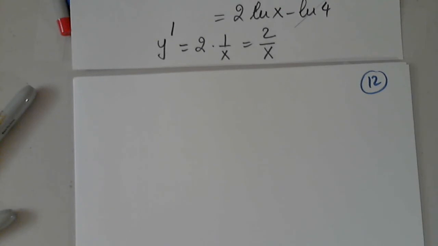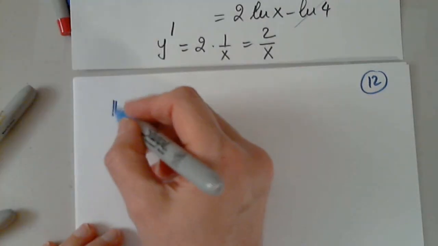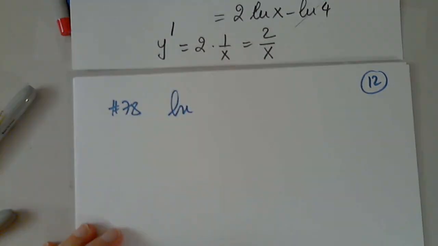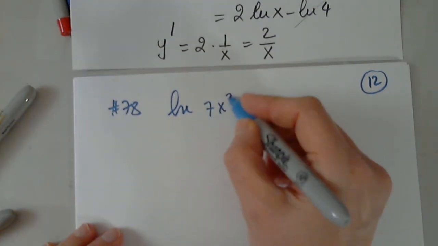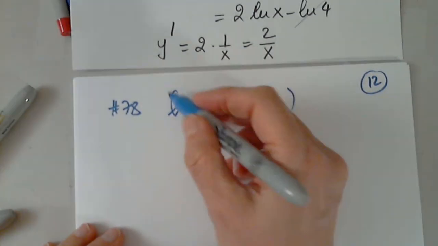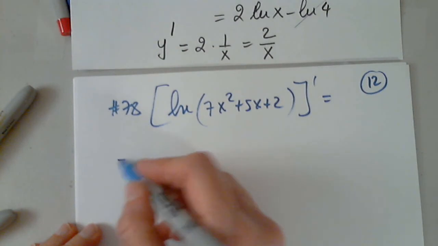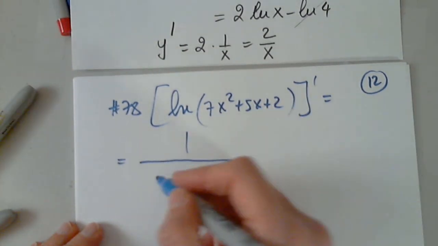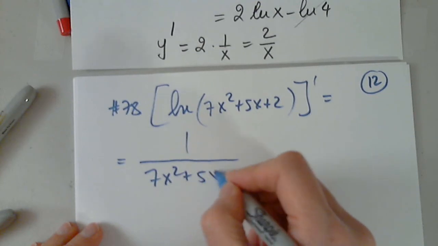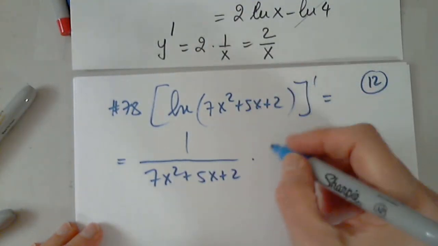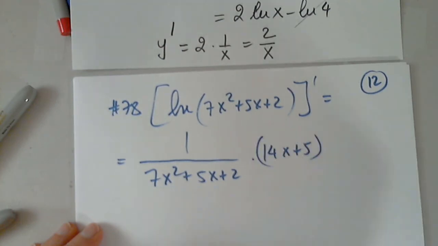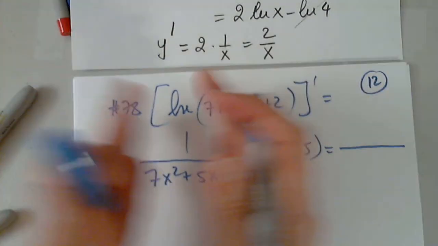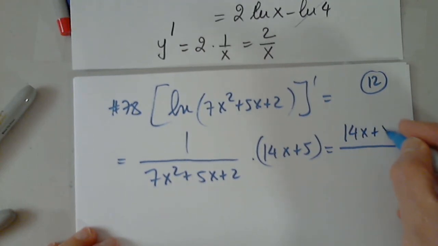Okay, so I was saying 78 first. We have natural log of 3x squared, no, that's 77. 7x squared plus 5x plus 2. So we want to differentiate this. It's 1 over the function times the inner function prime, 14x plus 5. Yes, I will rewrite it compact in one fraction. 14x plus 5 over 7x squared plus 5x plus 2.